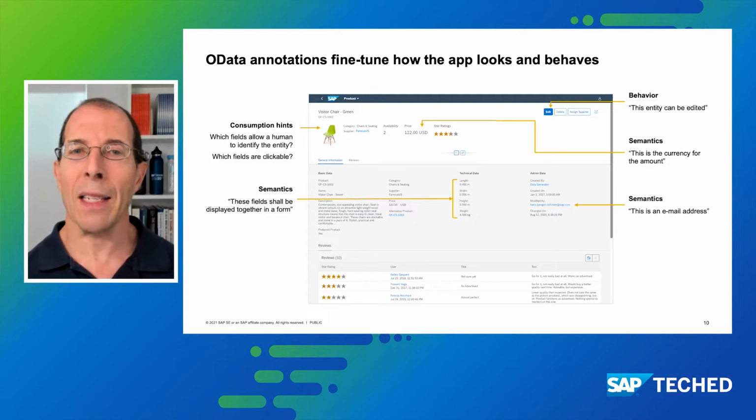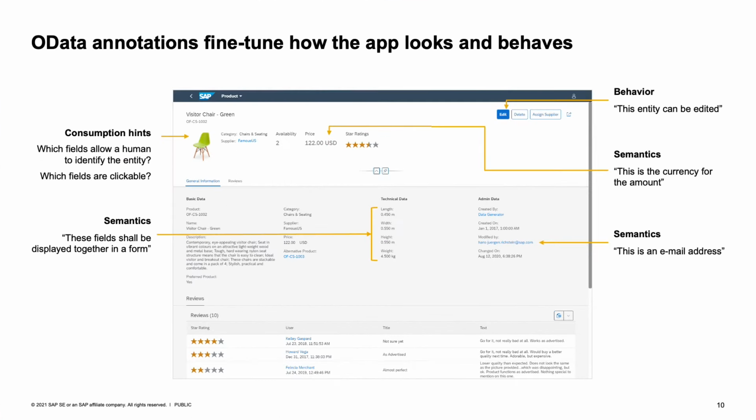OData allows you to annotate metadata with semantic information that describes exactly how the data is to be interpreted. For example, you can use annotations to specify that two fields are an amount and the associated currency, or that a string is not just a collection of characters, but really an email address. Based on the annotation, the Fiori Elements framework will render the field according to the Fiori design standard.